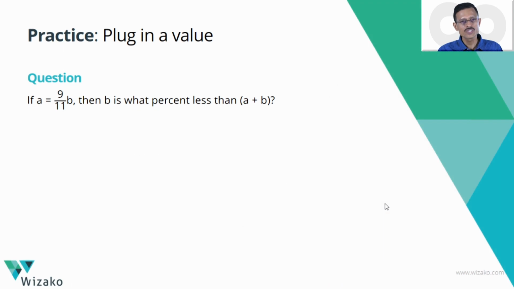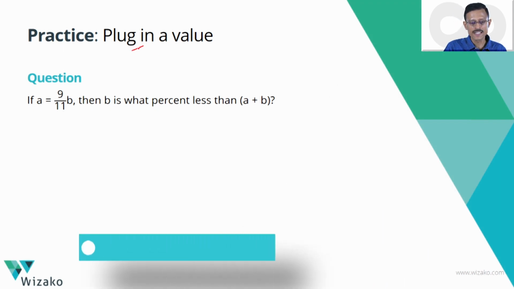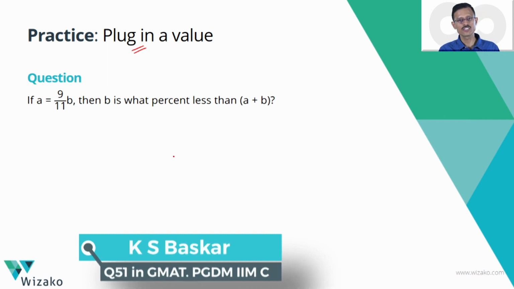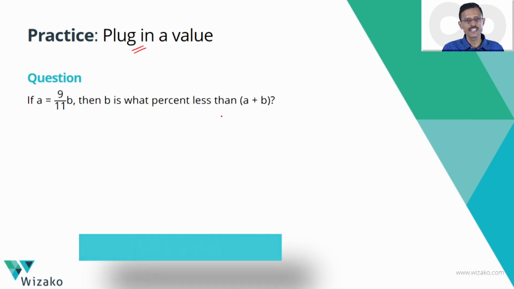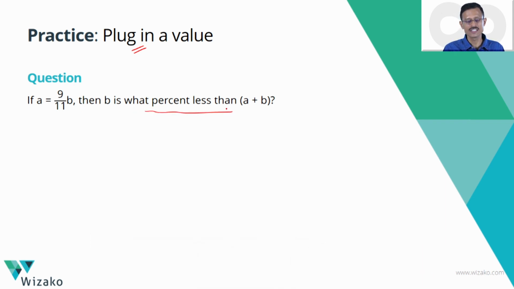It's a good question. Use this as a guideline to solve questions of this kind. Wherever possible, plug in a value. That's a primary objective of having this question. If A is equal to 9/11 of B, then B is what percent less than A plus B? Let's come to all of this later.